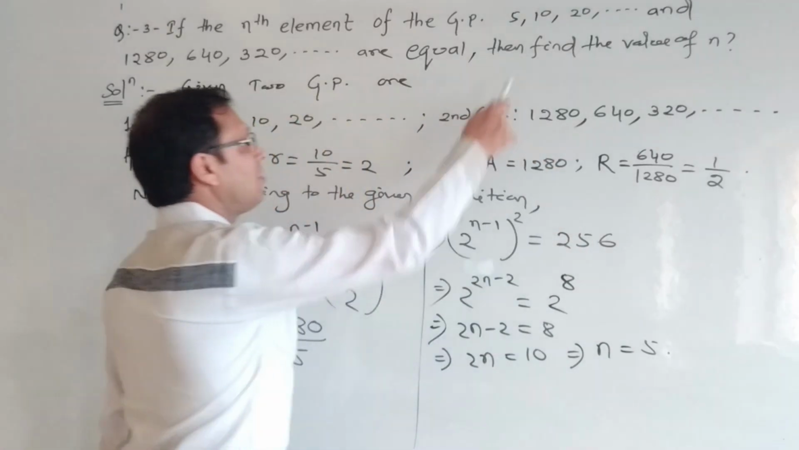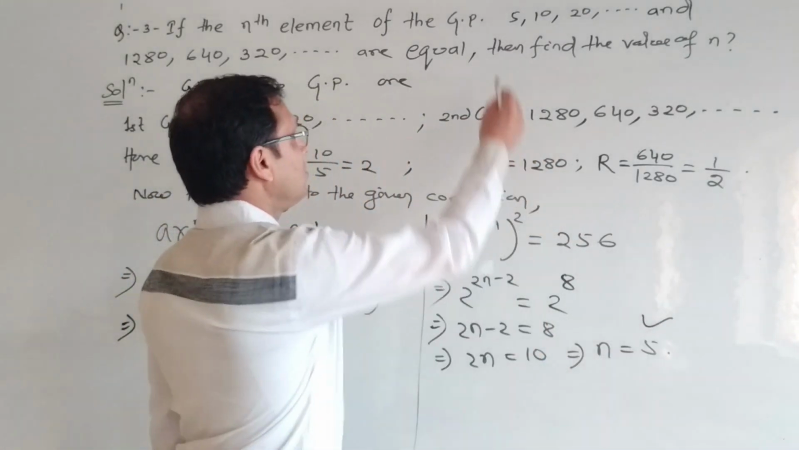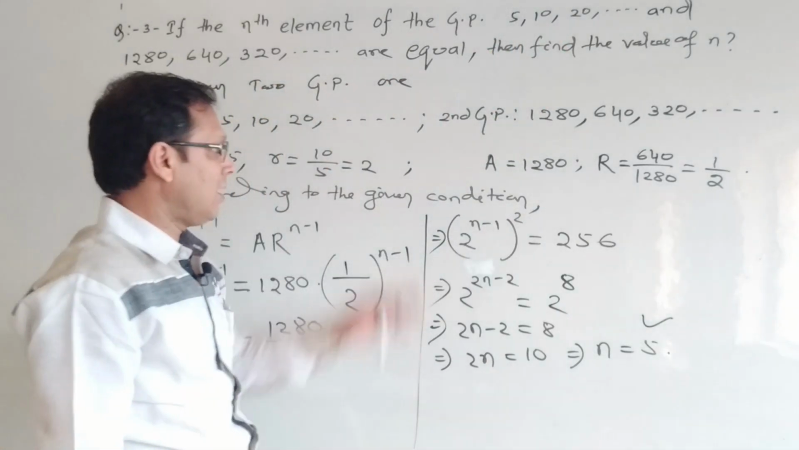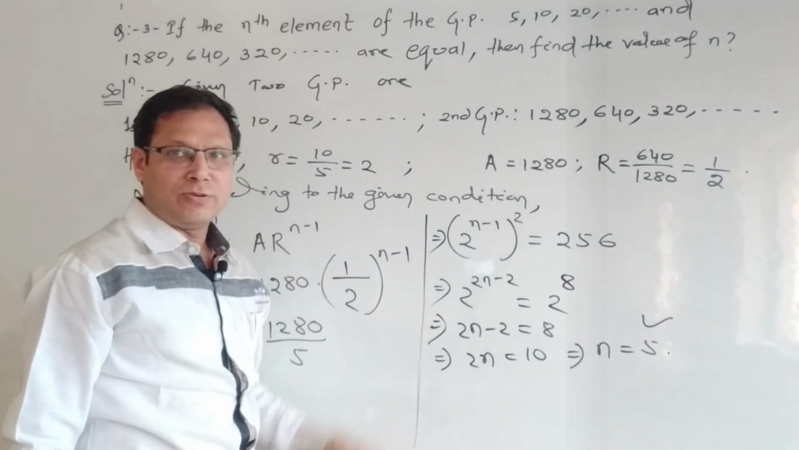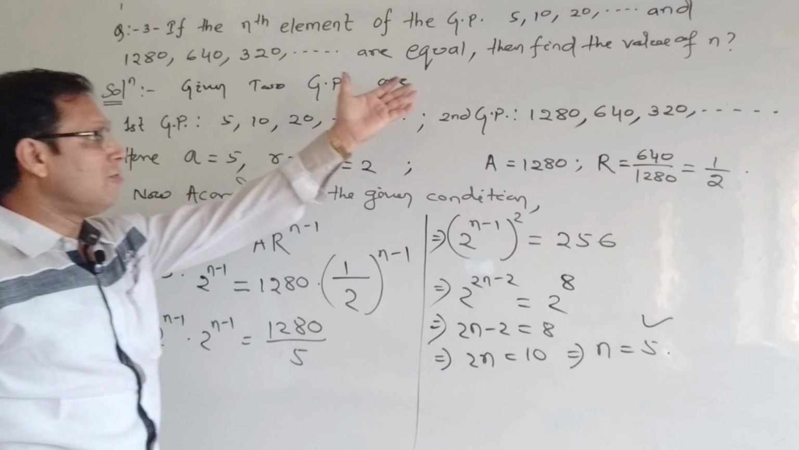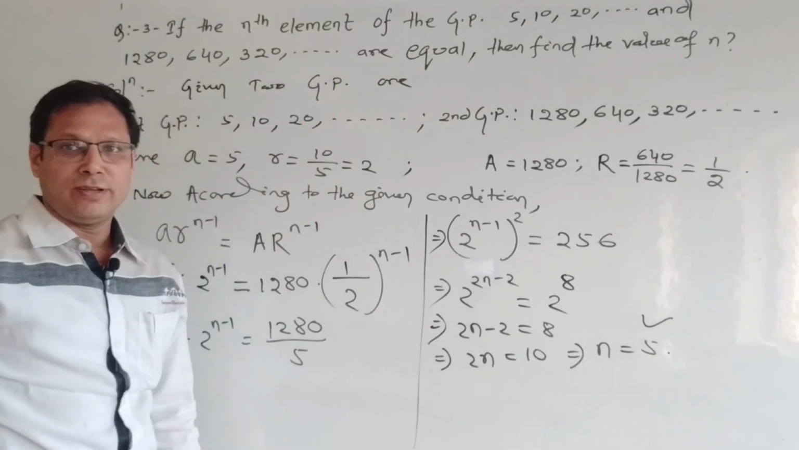So you have to ask what is the value of n. That means the fifth term of the first GP and the second GP will be equal according to the given condition. So in this way you can find the answer, that is the value of n. So make it a note. We'll go to the next problem.